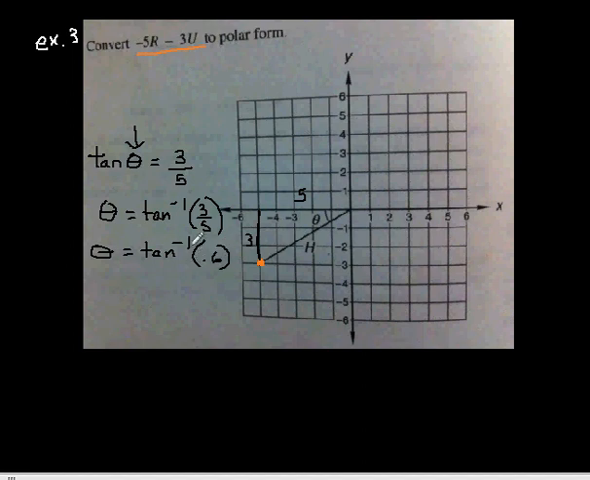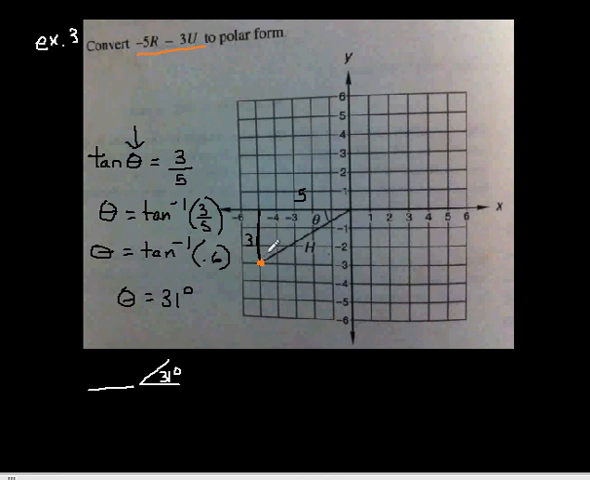And I'm going to put that in my calculator to make sure that it comes out. So I'm going to do inverse tangent of 0.6, and I get 30.96, so we're going to round that off to 31 degrees. So our theta is going to equal 31 degrees. So again, polar form, we need an angle, which we just got, 31 degrees. And we also need to know the length of this hypotenuse.